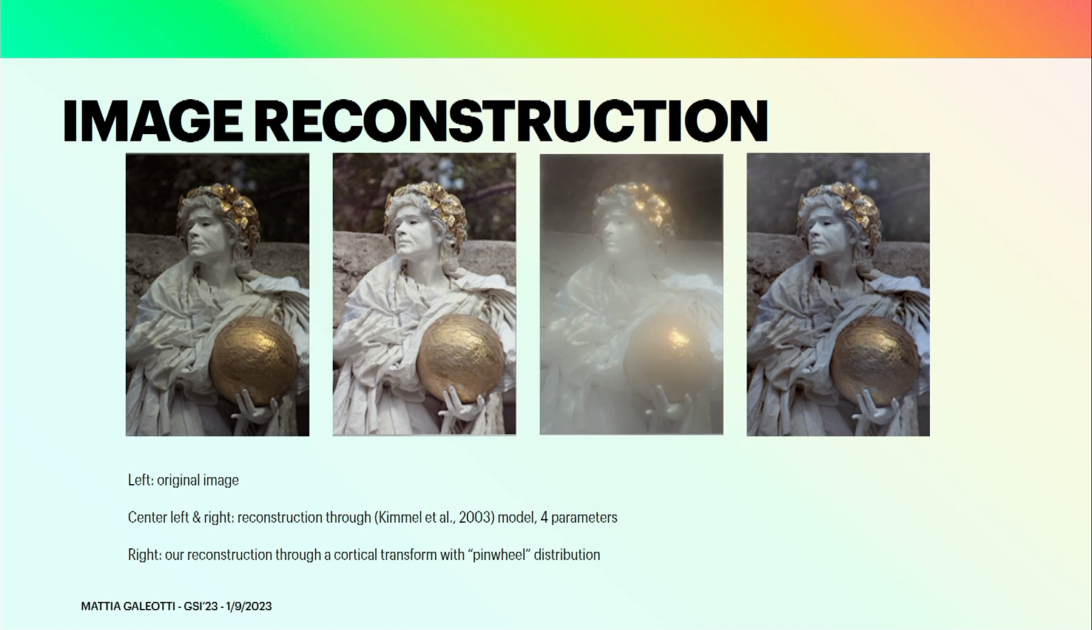And I also have some comparison with other models. On the left we have the original image. Center left and center right are the reconstruction through the Kimmel model, a Retinex model that has 4 parameters, and on the right our reconstruction. And I want to stress we have the pinwheel distribution, but we have no parameters. So we chose just the distribution, and we have no parameter to choose. So it's a starting project, but it's going pretty well, we think.